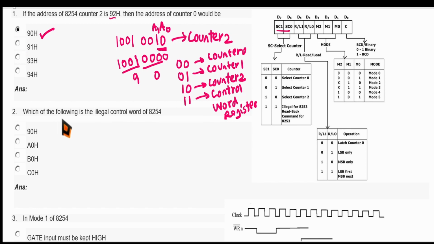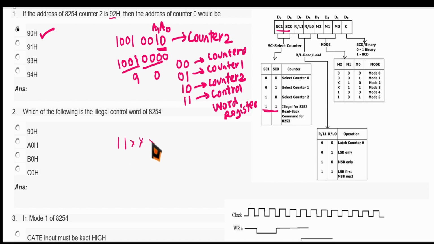Now let us see the second question. Which of the following is an illegal control word? The control word format is shown here. These two bits will help you to select the counter. So if this is 00, counter 0 will be selected. 01, counter 1, 10, counter 2 will be selected. But if these two bits are 1, then it is an illegal control word. So the higher two bits should be 1, 1.